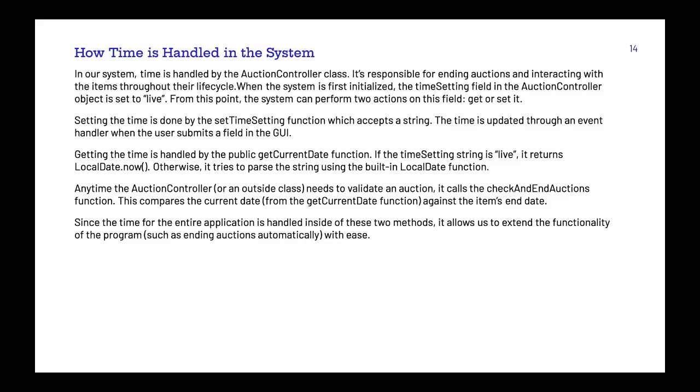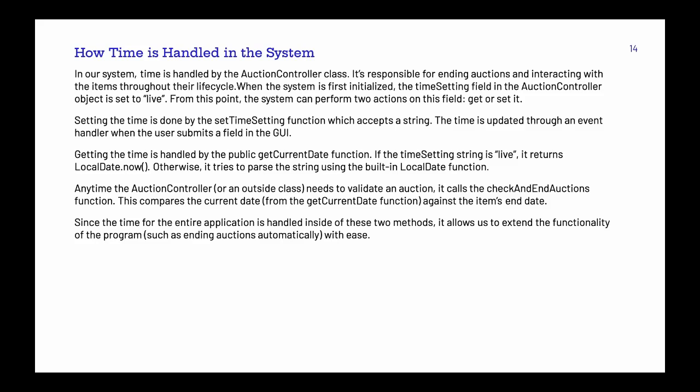Setting the time is done by the set time setting function, which accepts a string. The function is updated through an event handler when the user submits a field in the GUI. Getting the time is handled by the public getCurrentDate function. If the time setting string is live, it returns a local date object. It calls that function now and returns it. Otherwise, it parses the string and uses the built-in local date function to do that.